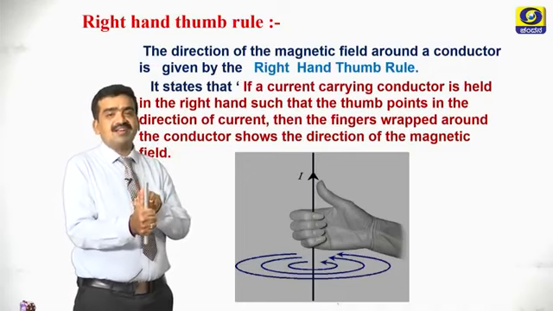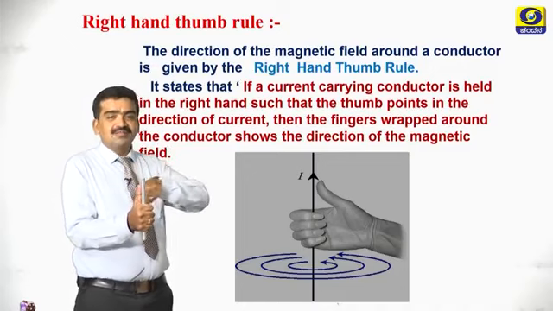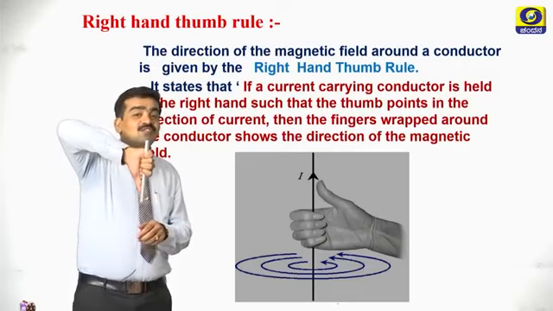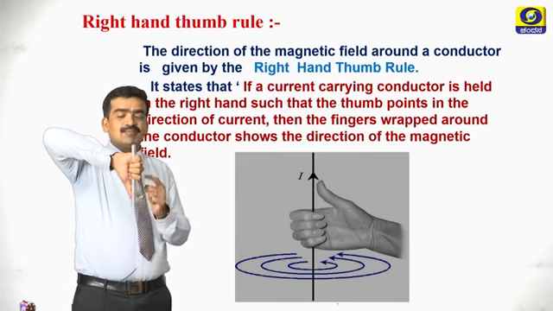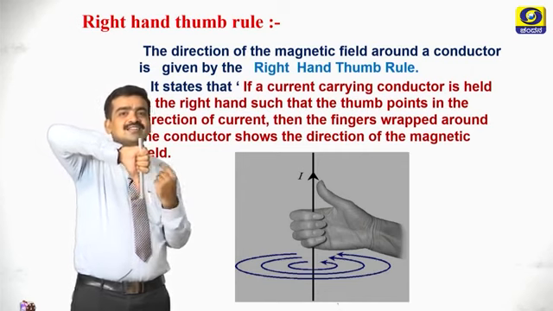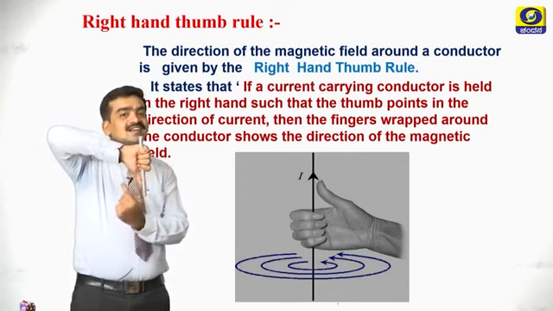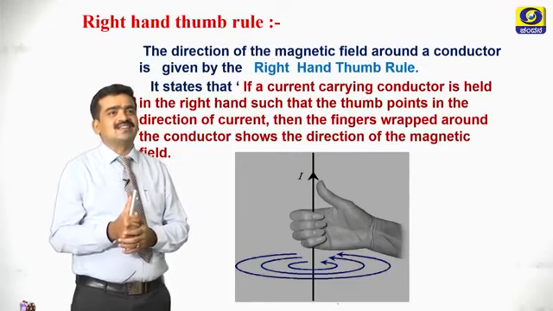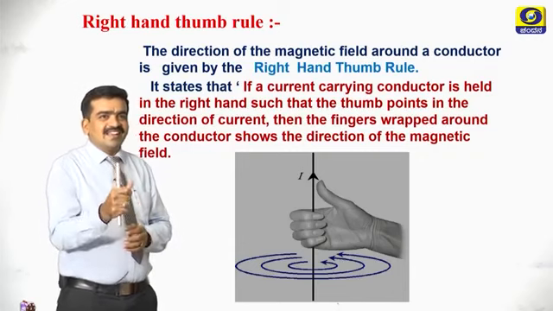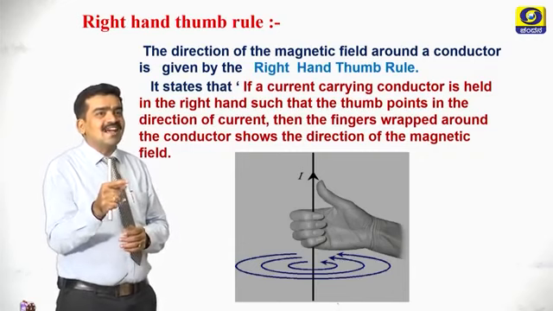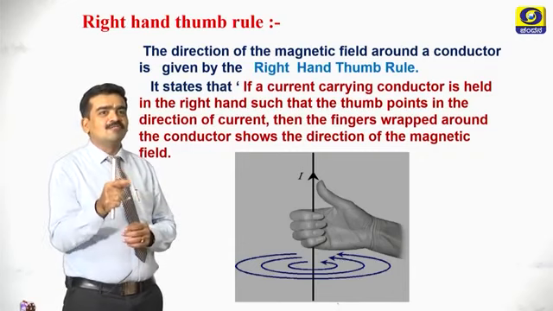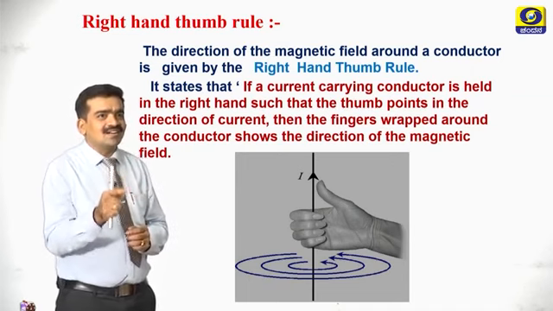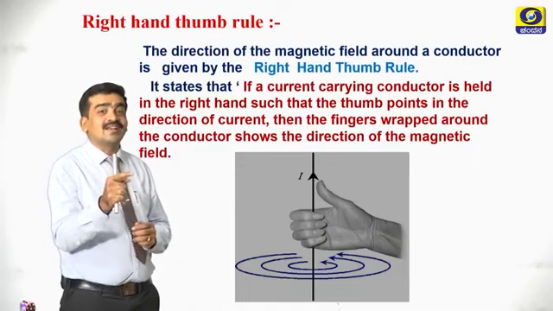If the direction of the current is upward, the magnetic field lines are arranged in the anti-clockwise direction. Then if the current flowing is downwards, the field lines are arranged in a clockwise manner. So this is what the right hand thumb rule says. If a current carrying conductor is held in the right hand such that the thumb points in the direction of the current, then the fingers wrapped around the conductor show the direction of the magnetic field.